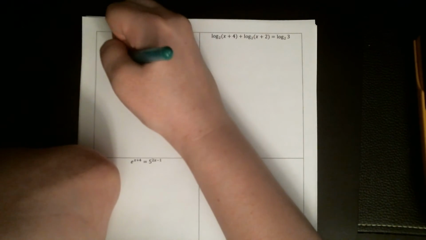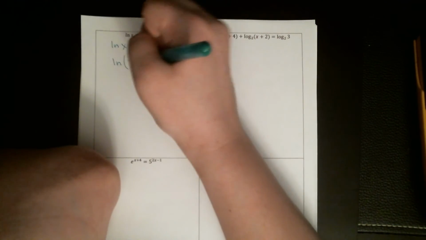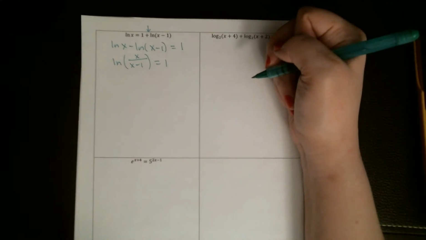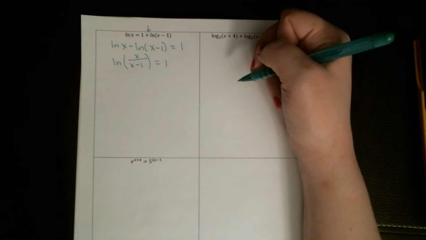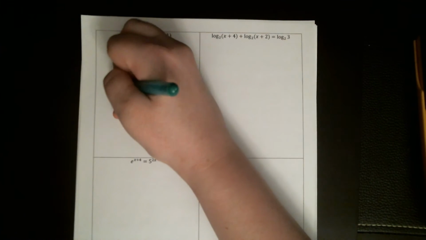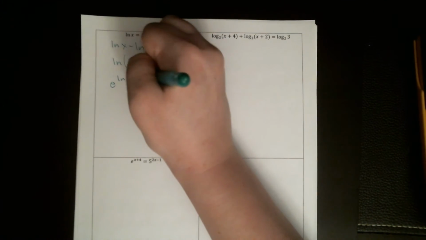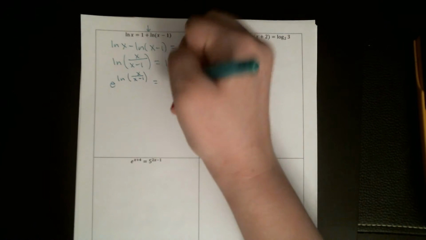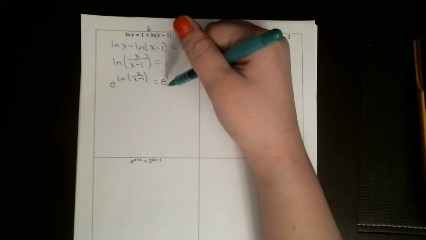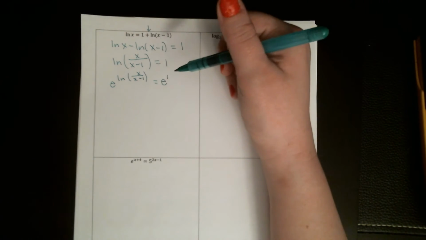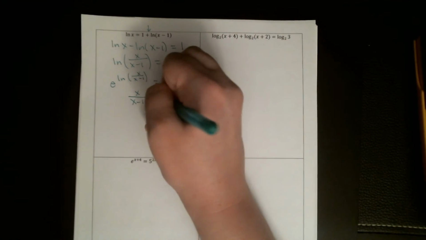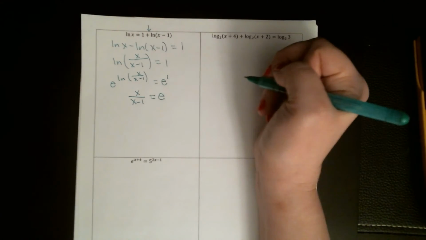Now that I have the difference of two logs, I can make that natural log of x over x minus 1. Finally, I'm ready to exponentiate here. I don't have anything but a log on this side, so if I exponentiate with a base of e, it will cancel that out nicely. Again, remember that you're doing e to the 1, exponentiate base e, not 1 to the e. On the left, I'll be left with only the x over x minus 1. On the right, e to the 1 is just plain old e.